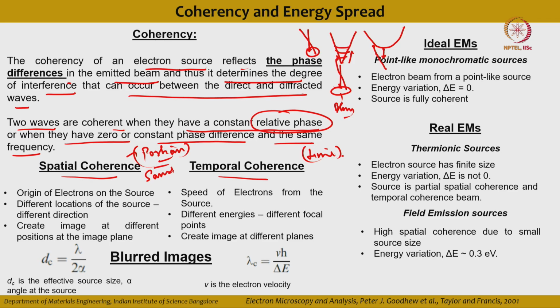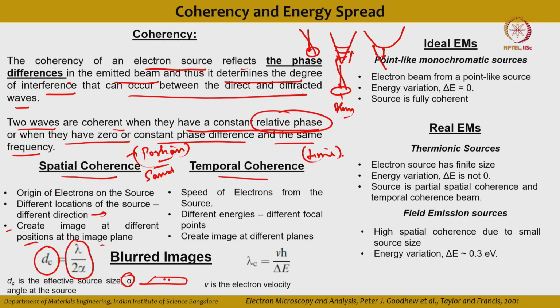So the origin of electrons on the source, at different locations of the source, gives different directions. So it creates an image at different positions of the image plane. Your image plane will not change, but it creates an image at different locations. This will create a dc, which is the effective source size, and it depends upon the angle alpha at the source, which is given by lambda by 2 alpha.